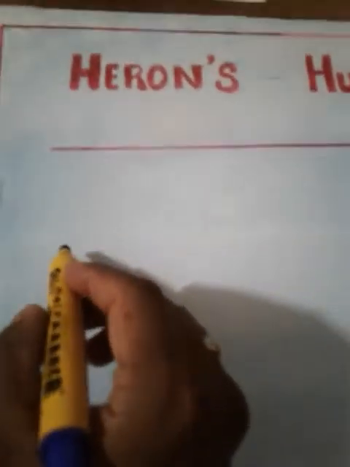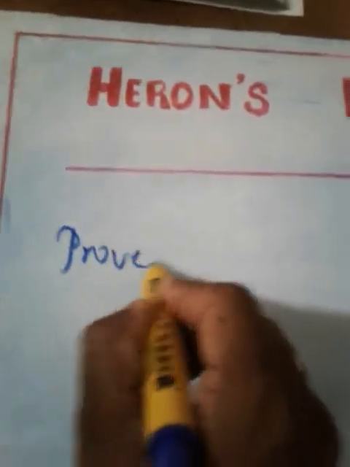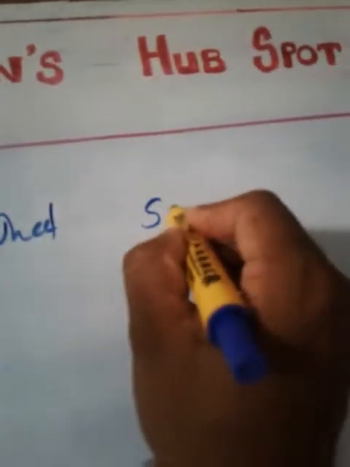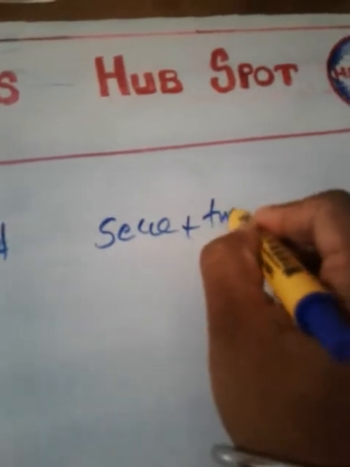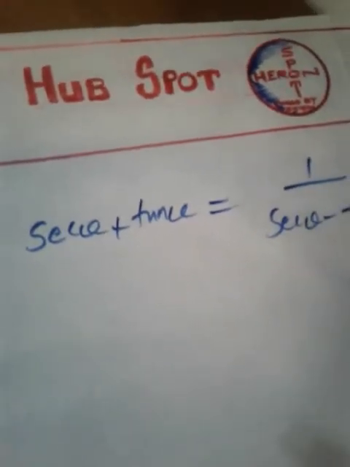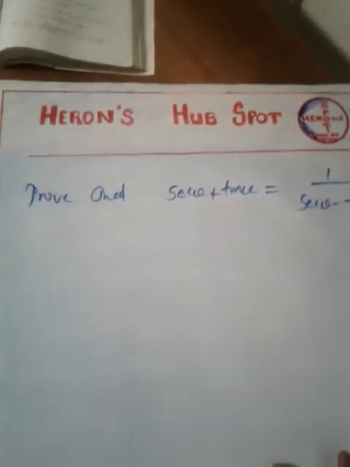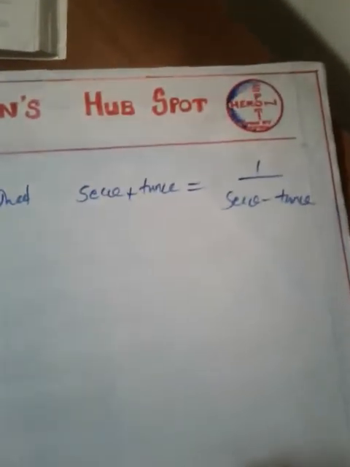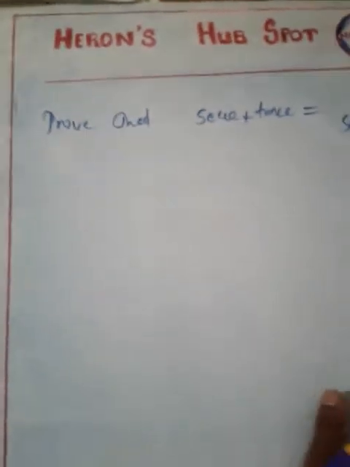See, let me give you a question. Prove that sec theta plus tan theta is equal to 1 by sec theta minus tan theta. This is the question. Prove that sec theta plus tan theta is equal to 1 by sec theta minus tan theta. And in order to prove this, let me start from LHS.